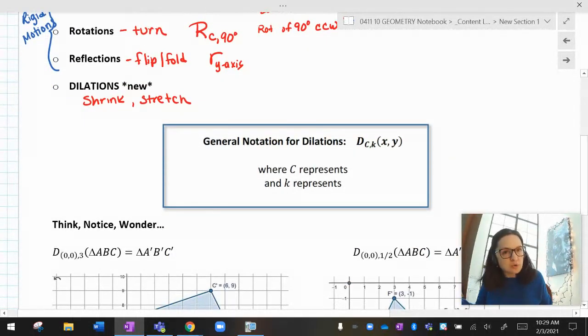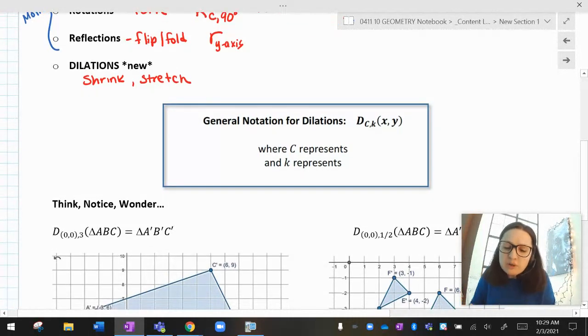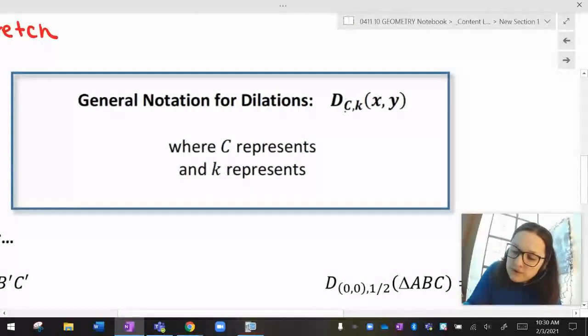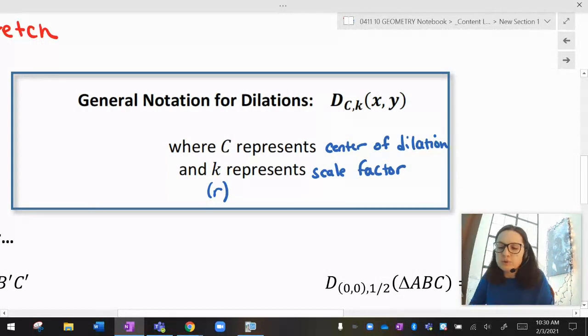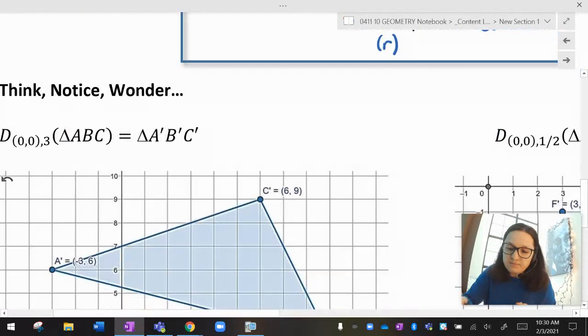Dilations, though, given that they're a stretch or a shrink, distance is not preserved. Angle measure is, and you'll see that soon. So if we do a dilation, that's a shrink or a stretch. A dilation is a capital D with a subscript. This is your center of dilation. And K is what's called your scale factor. And sometimes you'll see that written as r as well, usually K, but sometimes r. So D_C,K(x, y) means you're going to dilate the point (x, y) centered at C with a scale factor of K.